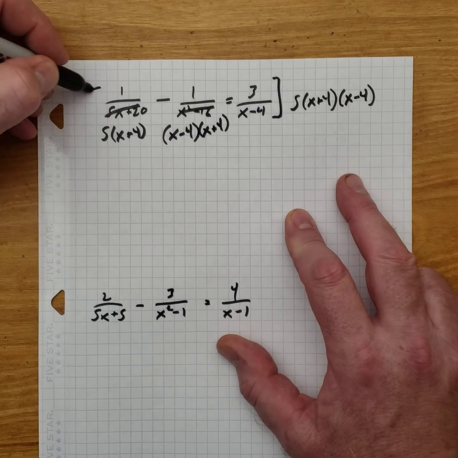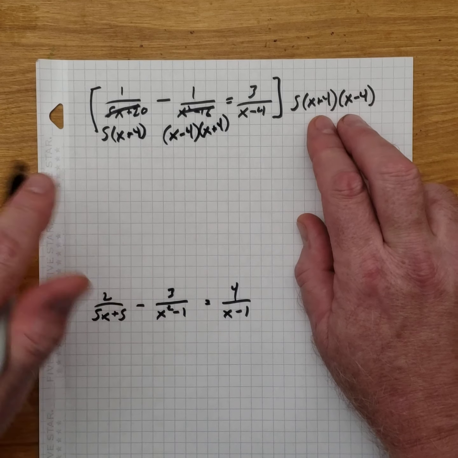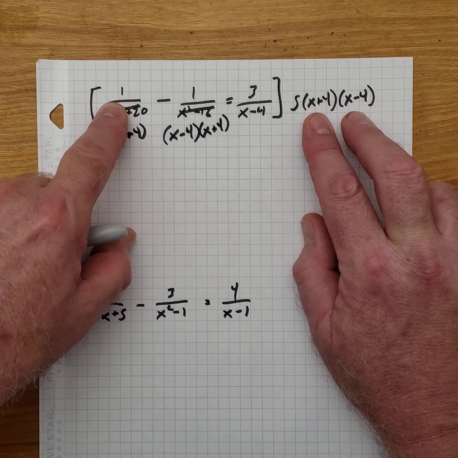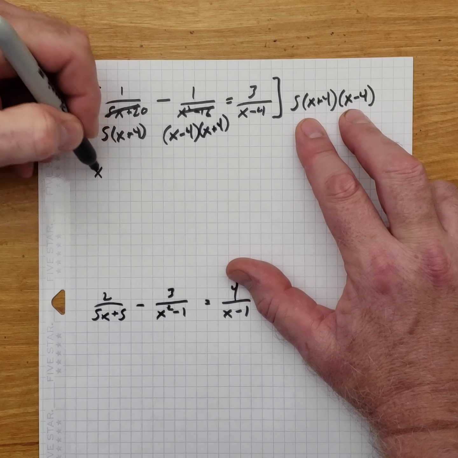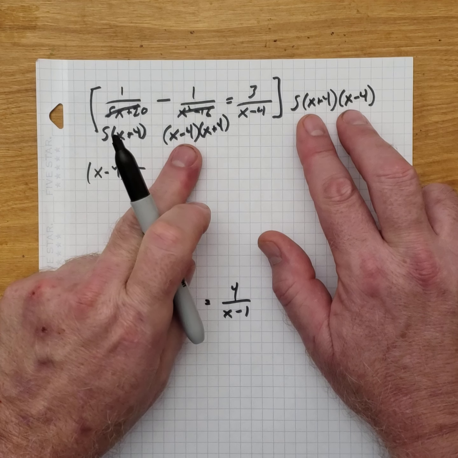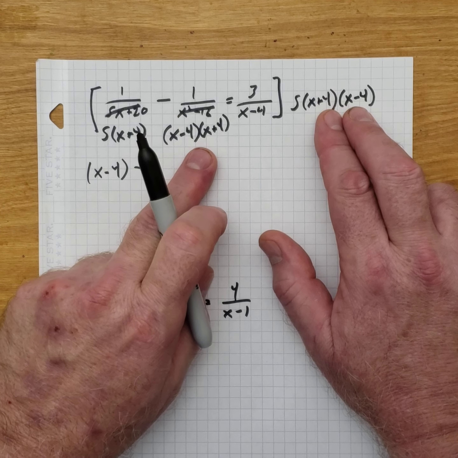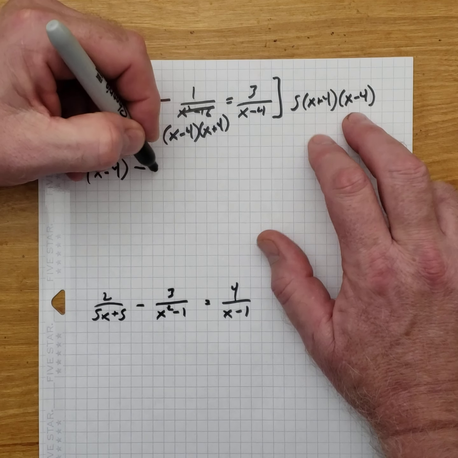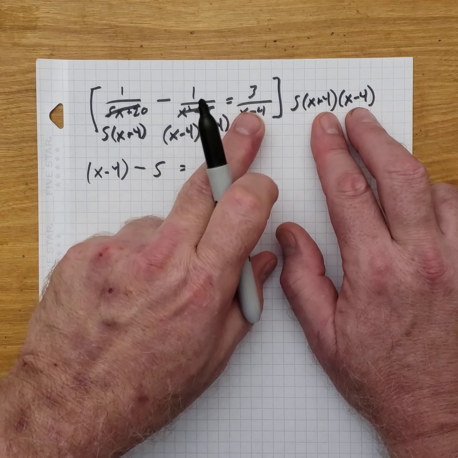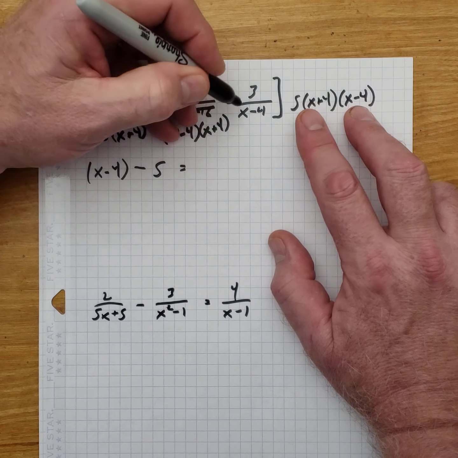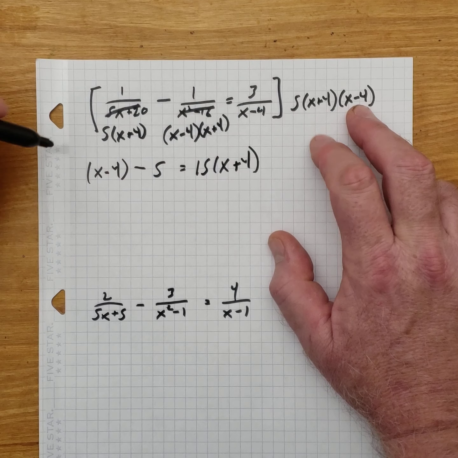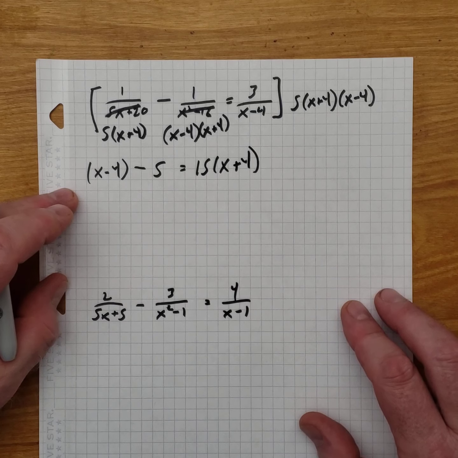Right? And when we distribute that, here the 5 and the x plus 4 will cancel. We'll be left with the 1 and the x minus 4. Here, so just x minus 4. Minus, when we multiply here, the x plus 4 and x minus 4 will both cancel, and we'll be left with 1 times 5, also minus 5. And here, only the x minus 4 will cancel, so we'll be left with 3 times 5, which is 15, times x plus 4. Okay, and that's a linear equation. You shouldn't have any problem with that.